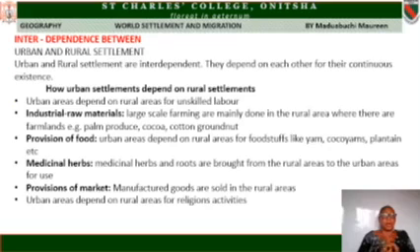Interdependence between urban and rural areas. Urban and rural settlements are interdependent. They depend on each other for their continuous existence.